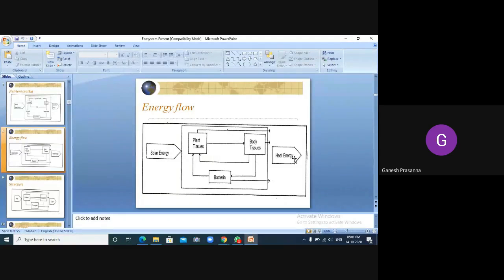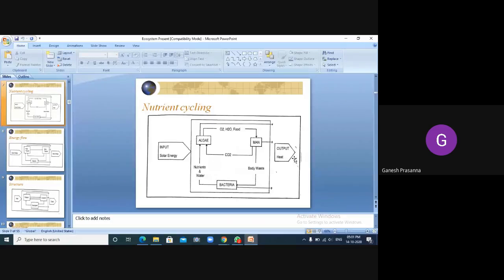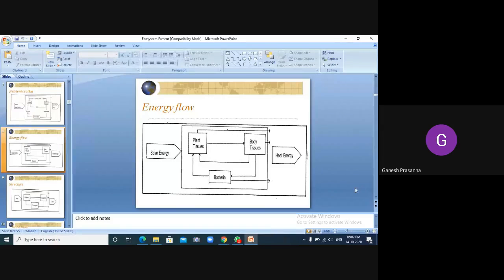Okay, so then coming to the energy flow, so this is one, your nutrient cycling. How exactly does nutrient cycling take place? We use the food that is present from the atmosphere, and then we give it back to the atmosphere itself. We die and we decompose. Energy flow, solar energy is the main one. Plants take up the solar energy in their tissues. They consist of the body tissues and also the bacteria. They give back the energy.